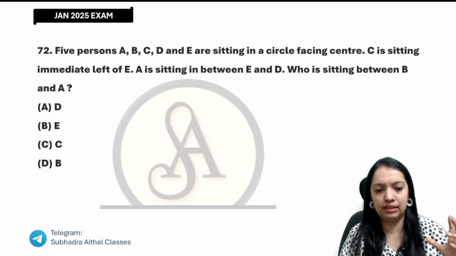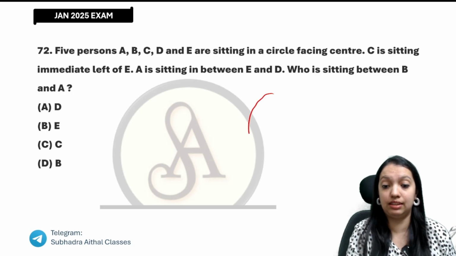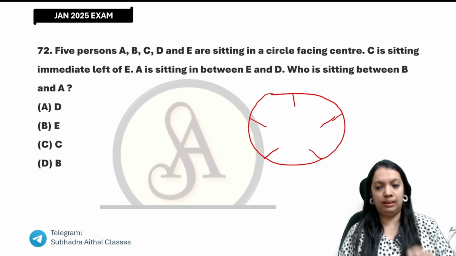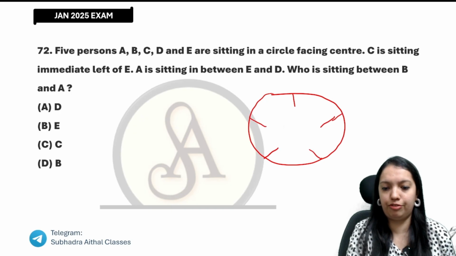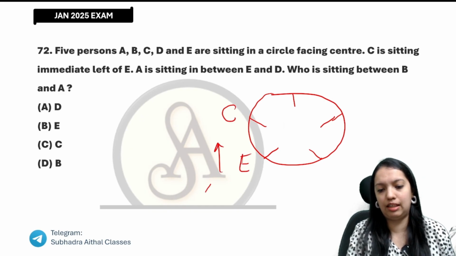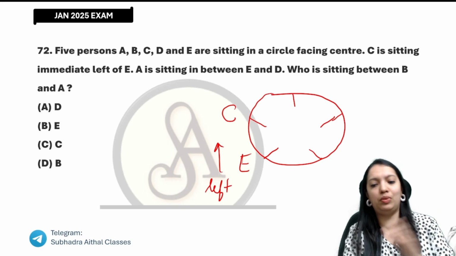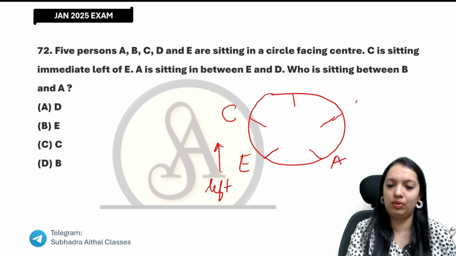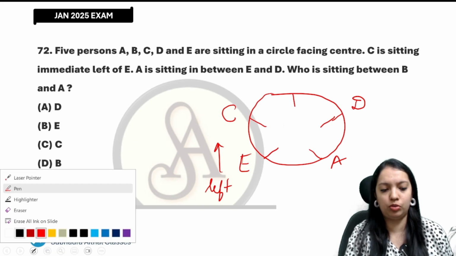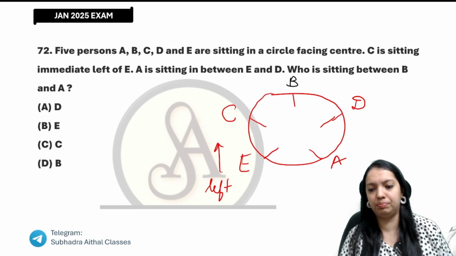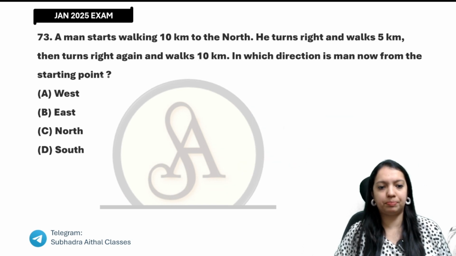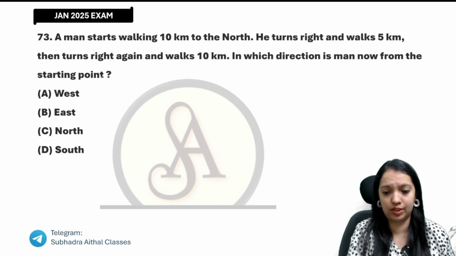Next, 5 persons A, B, C, D, E are sitting in a circle facing the center. Okay, 1, 2, 3, 4, 5 persons. C is sitting to the immediate left of E. Okay, C is on left of E. This is known as left direction. A is sitting between E and D. Only one place is left out where you can put B. Who is sitting between B and A? Your option is D.